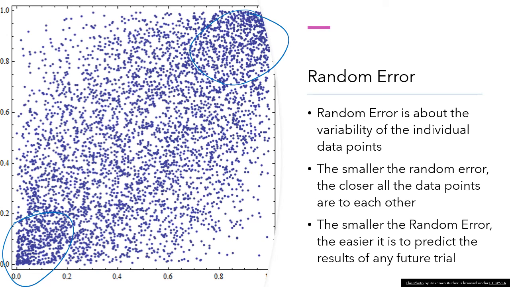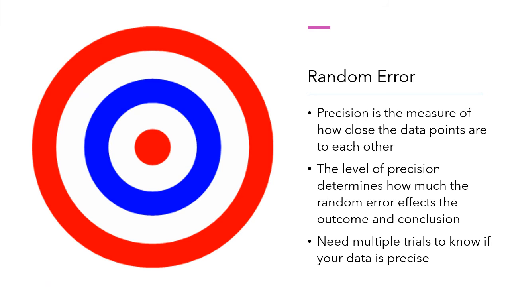The smaller that random error, the closer the data points are going to be to each other. And the smaller the random error, the easier it makes it to predict the results of any future trial. If you have 10 data points that are all really close to one another, it'll be really easy to predict where that 11th one is. So precision is kind of the measure of how close the data points are to each other. The level of precision determines how much the random error affects the outcome and the conclusion. You need multiple trials to know if your data is precise.